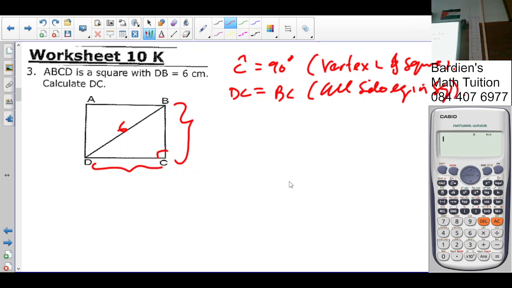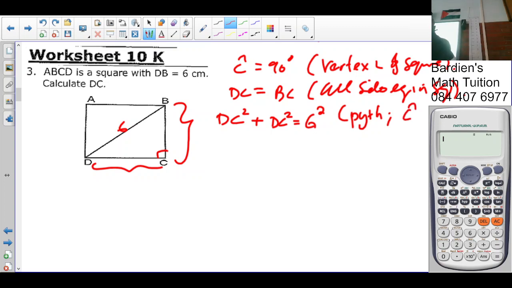Okay. So the theorem of Pythagoras, DC squared plus BC squared, where DC is the same as BC. Why do you think I'm keeping it like that? Because if you write it as BC squared instead of DC, then I have 2 unknowns in that equation. But as it stands here, we only have 1, so that we can solve the equation. DC squared plus BC squared is equal to 6 squared. Why? Because of Pythagoras, with angle C equals 90 degrees.